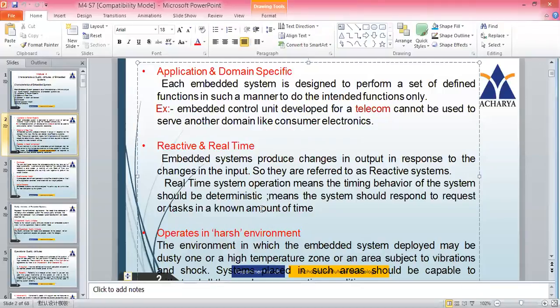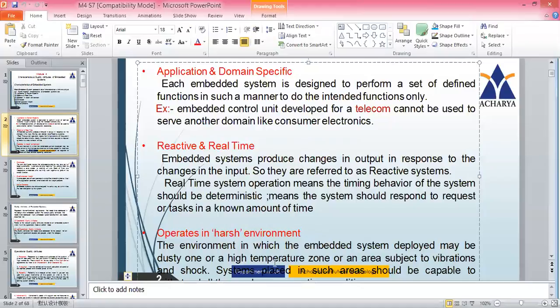If it is not able to do that within that amount of time, it has to give an acknowledgement, otherwise the system gets stuck, it hangs. Even for ejecting the cash, it has a predetermined time. If the cash doesn't come out within that time, it has to drop a message. So that is the meaning of deterministic.